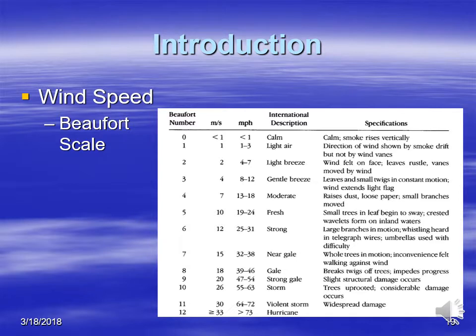And it was somewhat of a subjective wind scale. It's based on things that you can see. The Beaufort scale went from 0 to 12. Later on, we came up with these conversions to meters per second and miles per hour. But basically, if you had a Beaufort scale 6, that was strong. And you could quantify that by when you see large branches in motion, whistling heard, and telegraph wires and umbrellas used with difficulty. So that was the first quantification of wind speed.